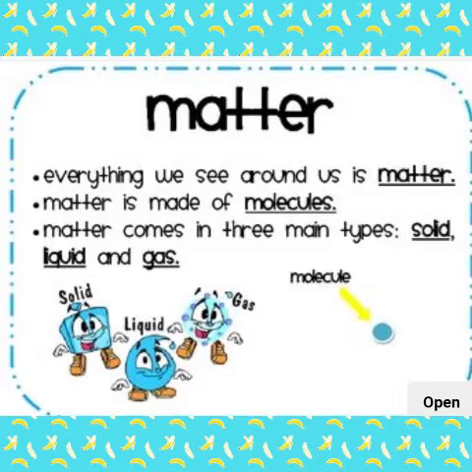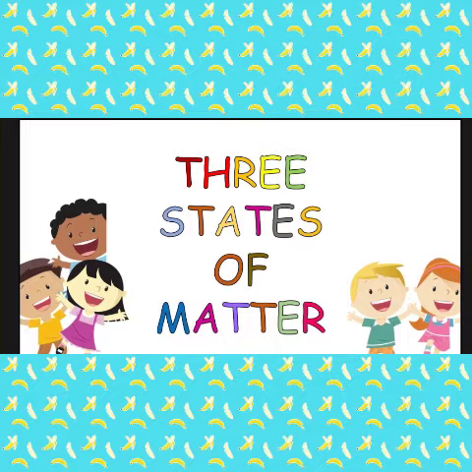What is matter? Everything we see around us is matter. Matter is made up of molecules. Matter comes in three main types: solid, liquid, and gas. There are three states of matter.